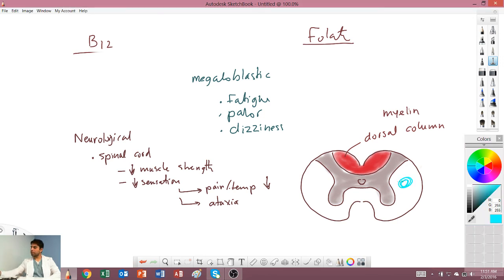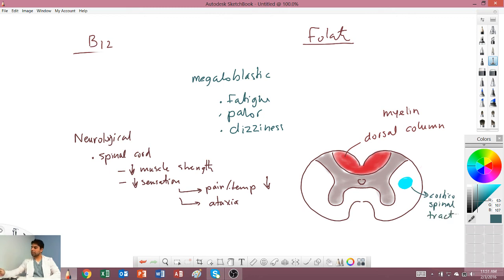This blue area, it's just an area of the spinal cord. This blue area is known as corticospinal tract. Corticospinal tract. And it's responsible for movement, voluntary movement.